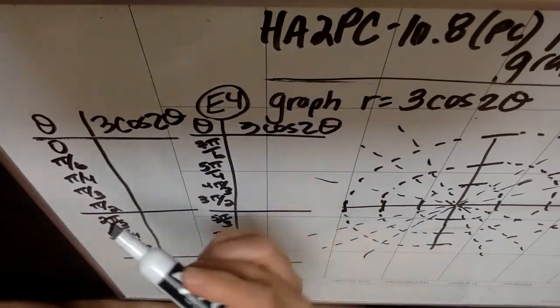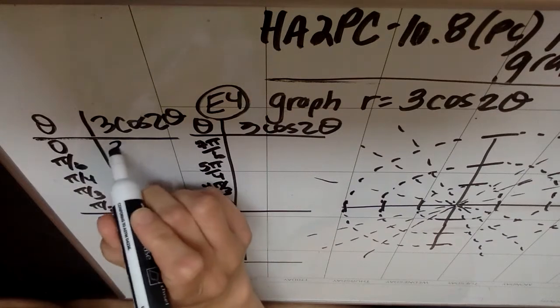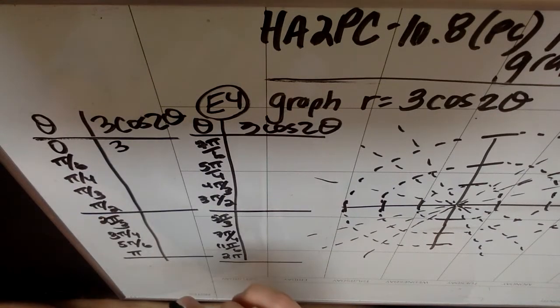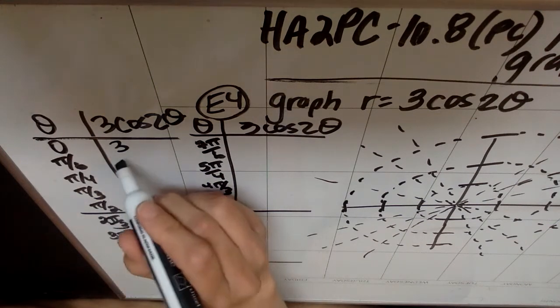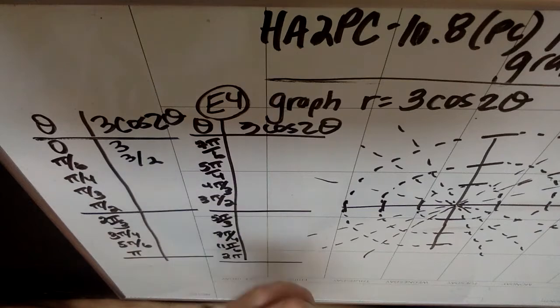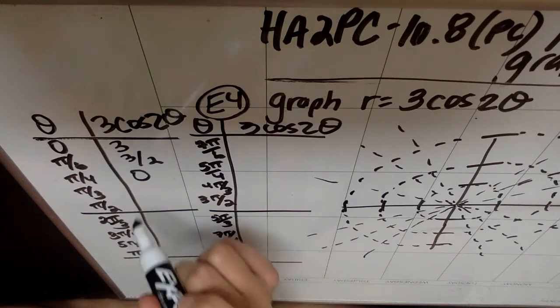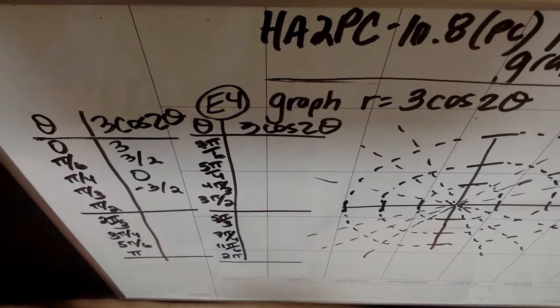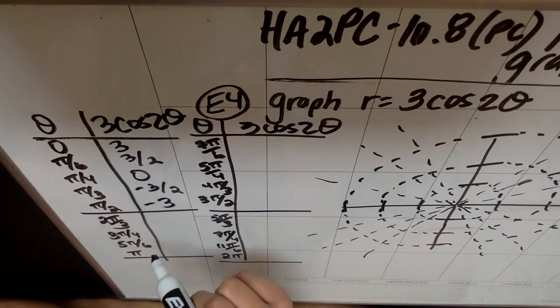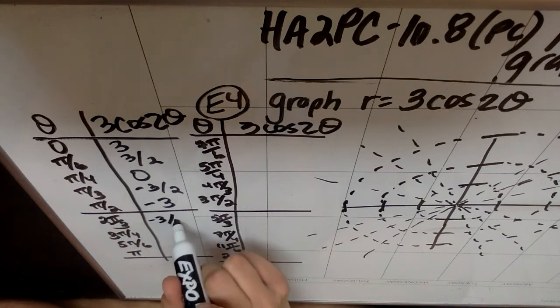Okay, so 3 times cosine of 0 would be a 3, right? 3 times cosine of 2 pi over 6, which is the same as pi over 3. So that's 3 times cosine of pi over 3, which would be 3 halves or 1.5, right? 3 times the cosine of 2 pi over 4, well, that's the cosine of pi over 2, so that's going to be a 0. 3 times the cosine of 2 pi over 3 would be a negative 3 halves, right? 3 times the cosine of pi would be a negative 3. 3 times the cosine of 4 pi over 3 would be a negative 3 halves.